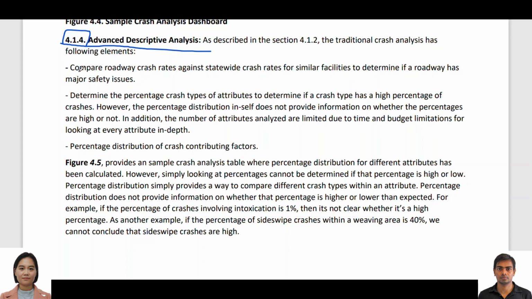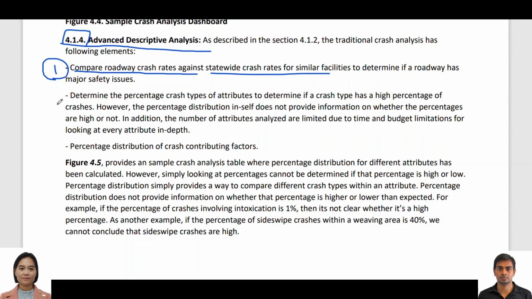So traditional crash analysis has the following elements. First we figure out the crash rates, so compare the corridor or roadway crash rate against the statewide crash rates. That's the important point to remember: in traditional analysis we figure out the severity or necessity of safety analysis based on how the corridor is performing as compared to the statewide data. So statewide data sets an expectation on what to expect, and then we compare the roadway or corridor data to see whether the crashes are more severe than expected.